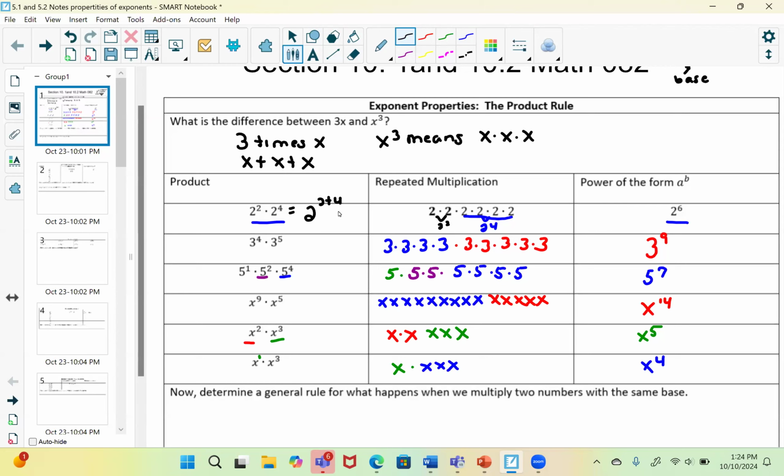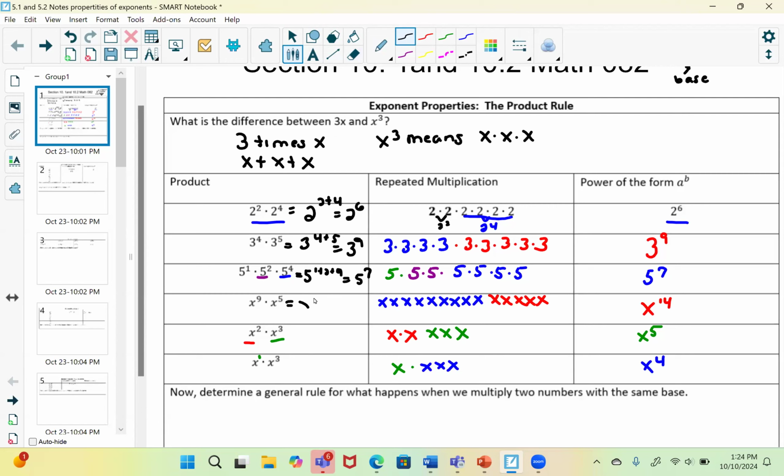But after thinking about it, hopefully you realized that if I keep the base the same and just add my exponents, 2 plus 4, I get 2 to the 6th. And on this one, if I add 4 plus 5, then I get 3 to the 9th, because I have 9 threes now when I multiply it out. This one I would have to add all three: 1 plus 2 plus 4. 1 plus 2 is 3, plus 4 is 7.